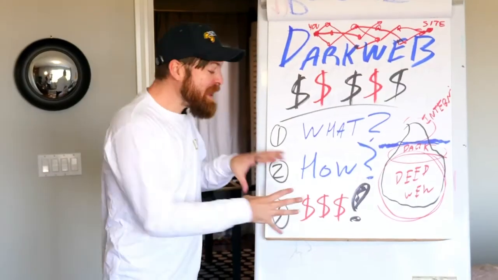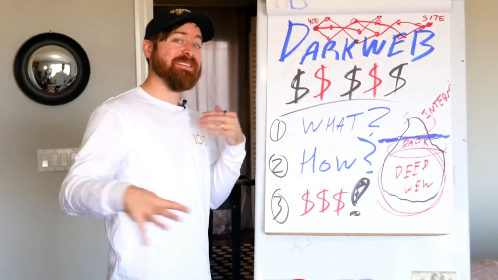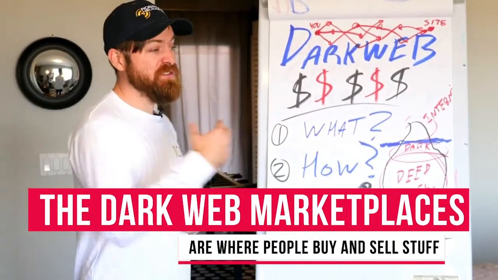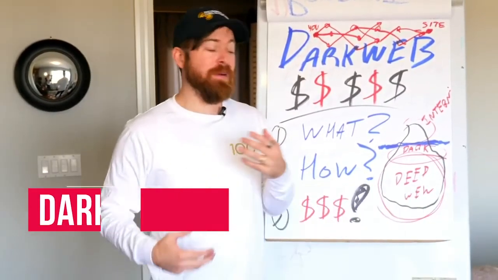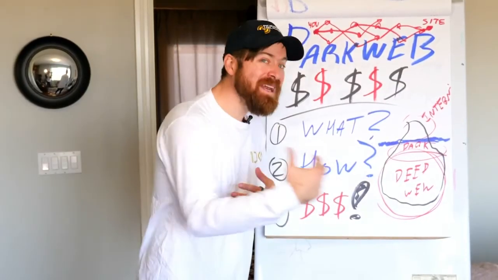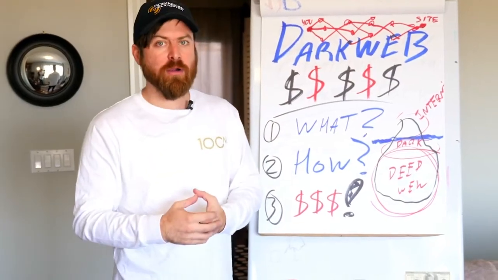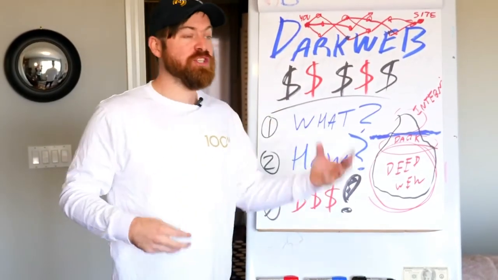So now you know how to make money on the dark web, how money is transacted and sold. The marketplaces are where people buy and sell stuff. Whether you have stuff to sell or stuff that you want to buy, that's how money comes into the equation. Find stuff to sell on the dark web. You can create guides, you can create tutorials.